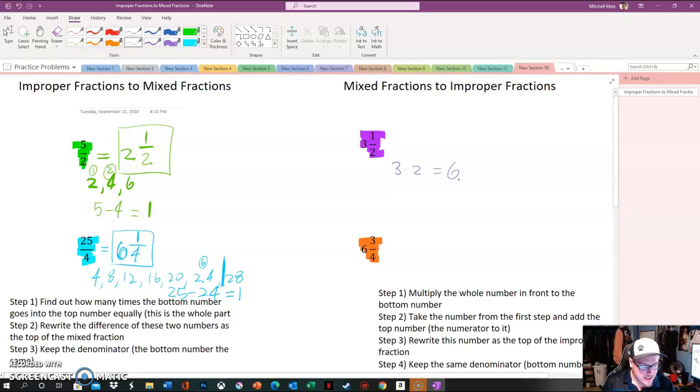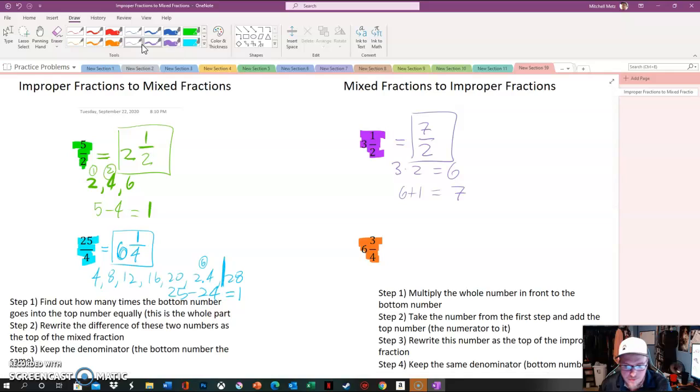So now I'm going to take this number and do step 2. Take the number from the first step and add the top number, the numerator, to it. My numerator is 1. So I'm going to say 6 plus 1, and that's 7. So that will be my top number for my improper fraction. So you're going to rewrite this number as the top of the improper fraction, so that's equal to 7. And now I'm just going to keep the same denominator, 2. I'm going to rewrite that 2, and that's it. That's how you change it to an improper fraction.